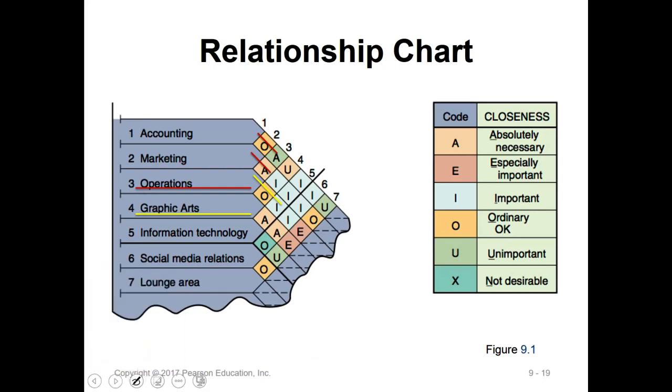So here we draw marketing over here, and then follow and draw this line for operations, and they have the interaction. That means operations will have an absolutely necessary connection. They want to sit together. Similarly, if you look at accounting, accounting and operations have this A as well. A is absolutely necessary. They want to get closer.